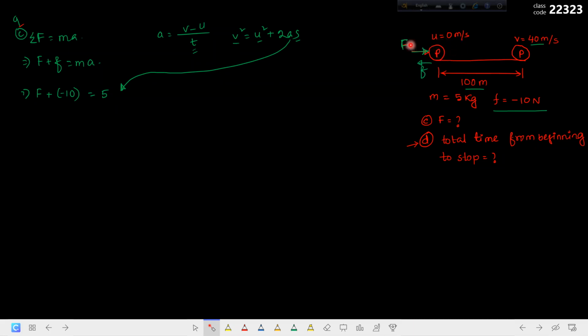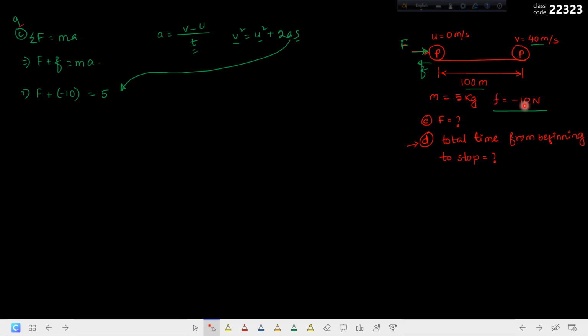Now with the application of force, that is capital F, what is happening? The body is gaining some velocity, and the velocity rose to 40 meter per second. From 0 it started increasing, and it increased to 40 meter per second. Within this time the body covered 100-meter distance. So what are the other information given? Mass is 5 kg, and the frictional force which is given is 10 Newton.